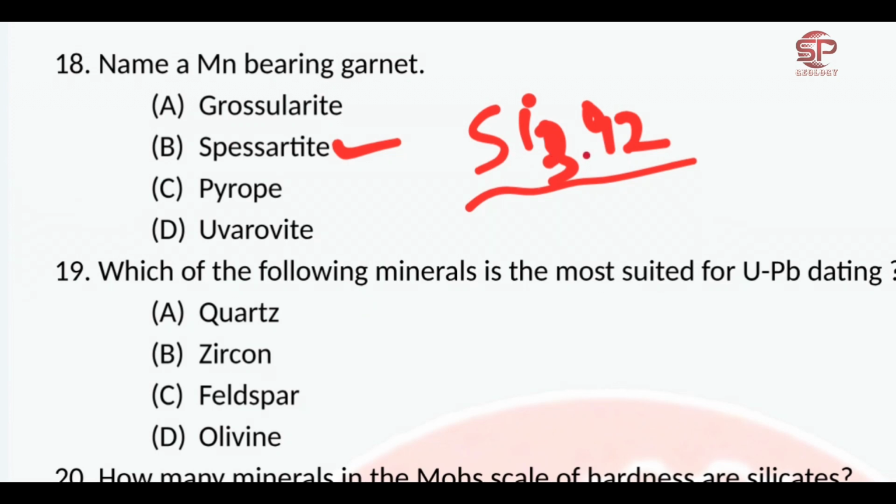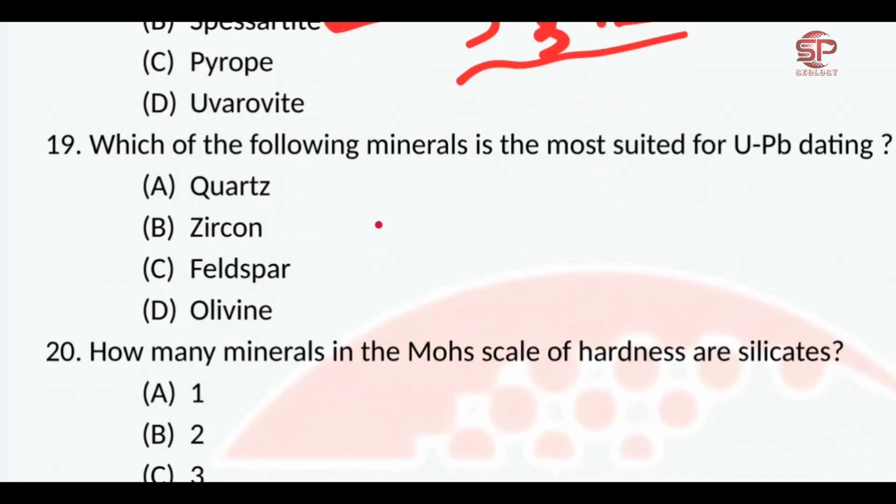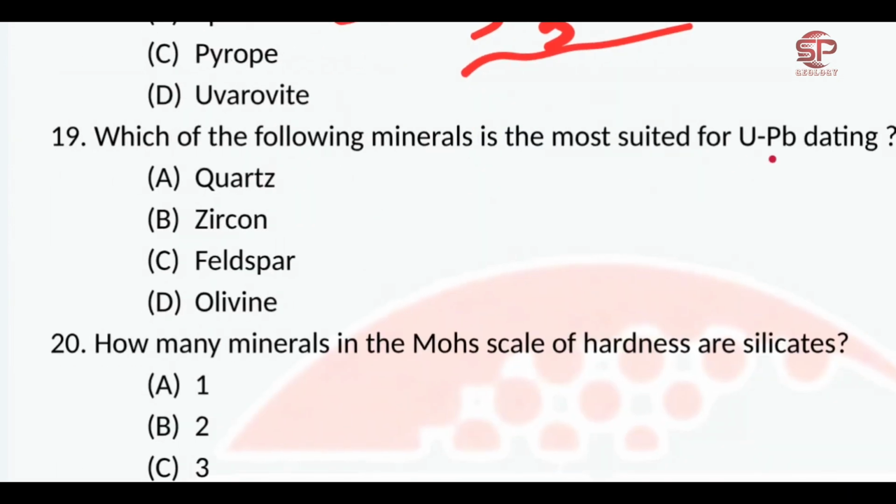So the following mineral is the most suited for uranium-lead dating. It is zircon. We have discussed it in a previous year question, 2022. Zircon is the oldest mineral and it is suitable for uranium-lead dating, and also zircon contains uranium and lead.